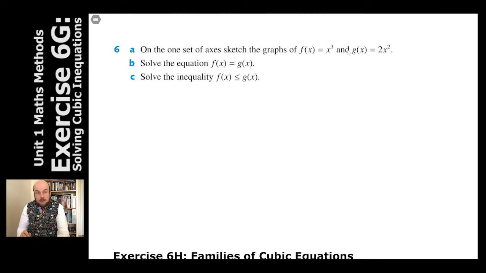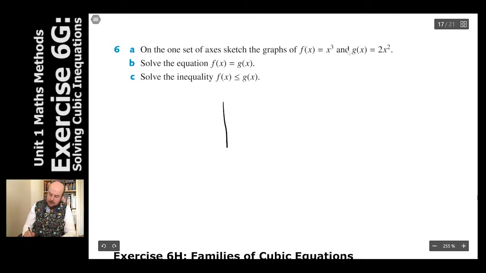On the one set of axes, sketch the graphs of f of x equals x cubed and g of x equals 2x squared. Solve the equation when they're equal. Solve the equation when f of x is less than or equal to g of x. Okay. Get my perfectly ruled axis here.